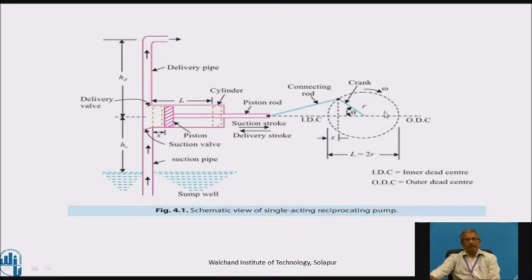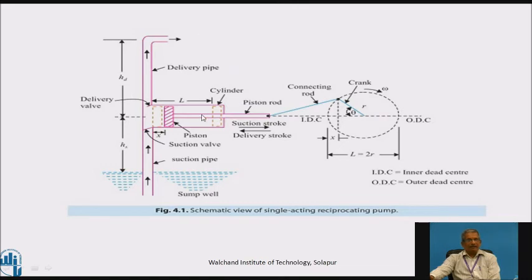Again I will repeat. When the crank rotates from ODC to IDC, there will be a compression stroke. The piston will start moving from ODC to IDC, and high pressure will be generated on the liquid present towards the left hand side of the piston, due to which the suction valve will be closed and the delivery valve will be open. When it reaches IDC, the total water here will be discharged. So this is length into cross section area, that is the water volume which will be discharged through the delivery pipe.